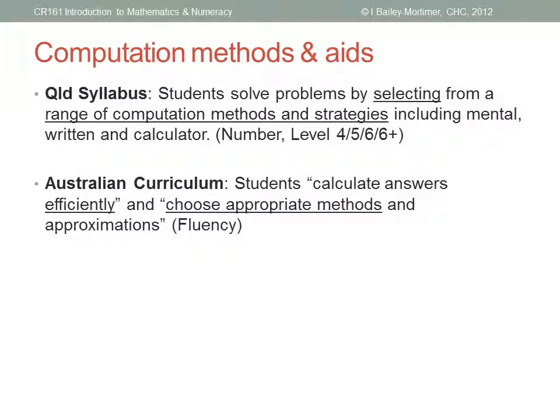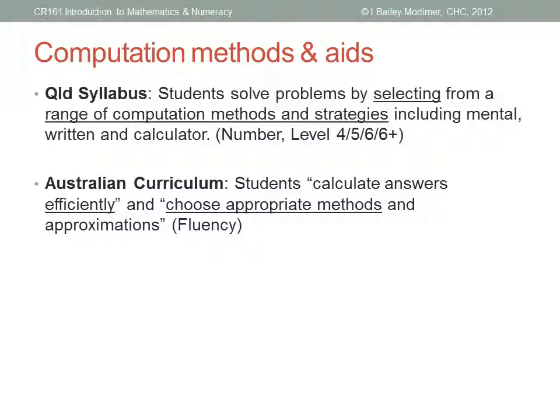What does the Australian mathematics curriculum have to say about this? The old Queensland syllabus said that students solve problems by selecting from a range of computation methods and strategies, including mental, written and calculator. The new Australian curriculum says students calculate answers efficiently and choose appropriate methods and approximations.